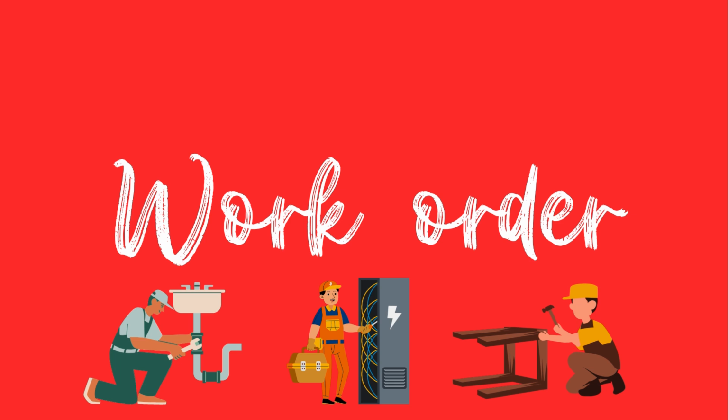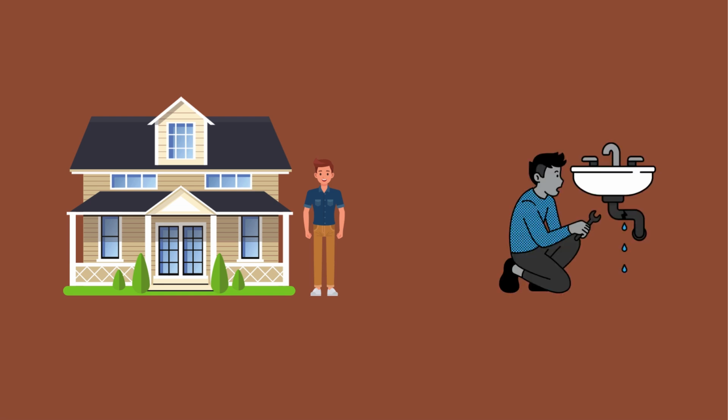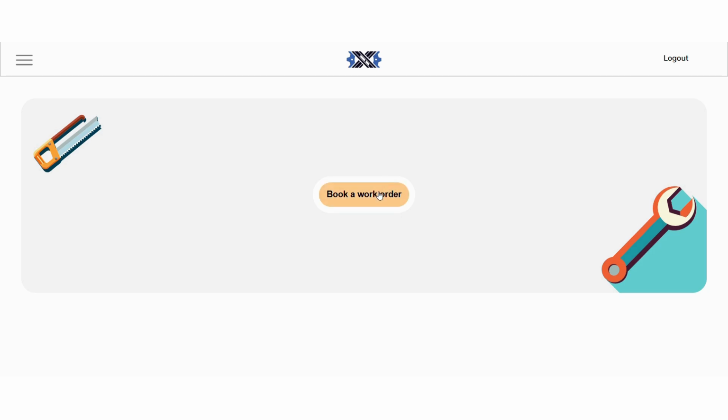In this video, we'll use a real example to show the process from start to finish, from creating the work order as a customer to completing it as a contractor. Let's dive in. Let's imagine you are a house owner and your kitchen sink is leaking. You need a plumber, so you head to the storefront and click on the Book a Work Order button.